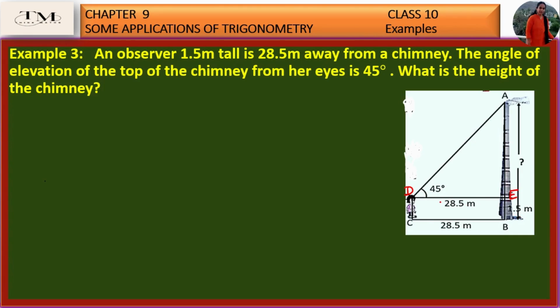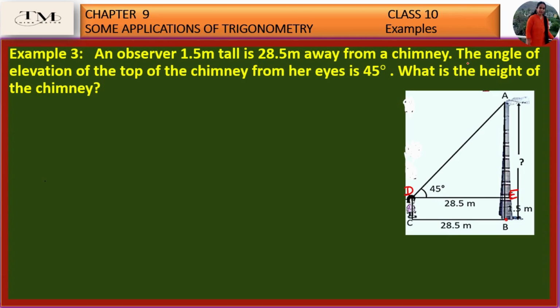An observer 1.5 meter tall is 28.5 meter away from a chimney. So the chimney base is here, this is the bottom, and from here the girl CD is the observer. She is 28.5 meter away. So BC will be 28.5 meter. The distance between the bottom of the chimney and the observer is 28.5 meter. The same will be for DE. The line DE is parallel to BC, so BC will be equal to DE.